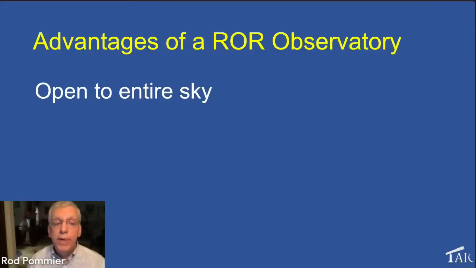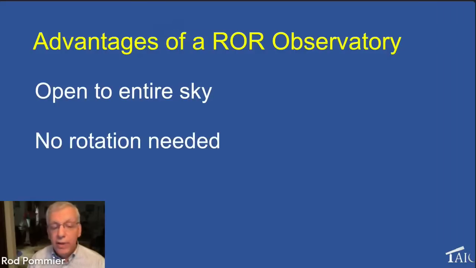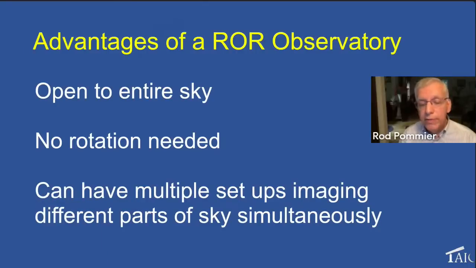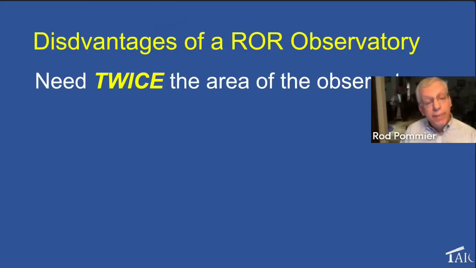The observatory will be open to the entire sky, which means you don't have to go out and rotate anything or need any motors to rotate something. And it also means that if you're someone like Molly that has five different setups, you can put them all in a roll-off observatory and point them at different regions of the sky and image all those different regions of sky simultaneously. There are some disadvantages.